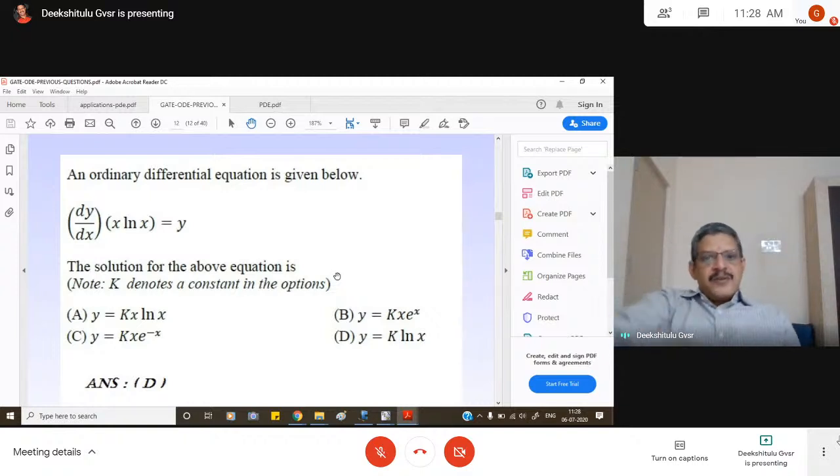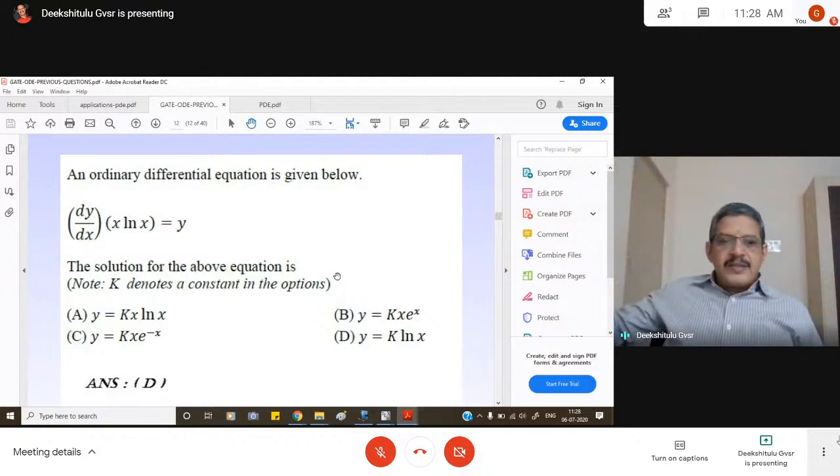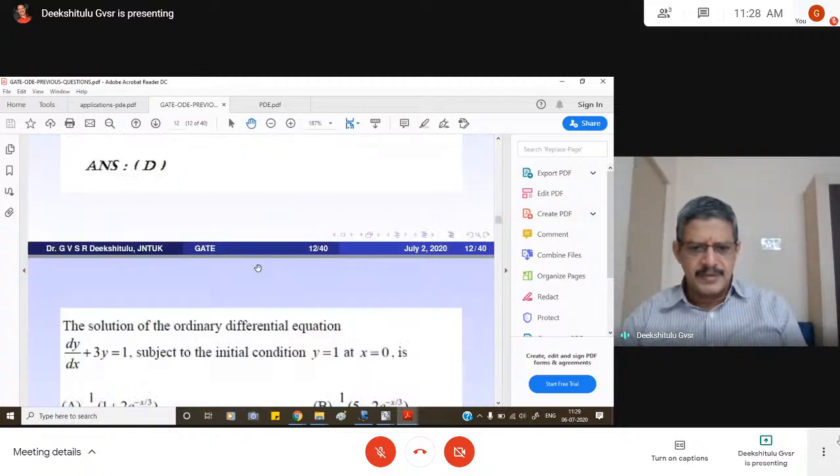An ordinary differential equation is given by dy by dx into x ln x is equal to y. The solution for the equation: this is a variable separable equation. Dy by y is equal to dx by x log x. So log y is equal to log of log x, I think we get log x. Simple variable separable equation.